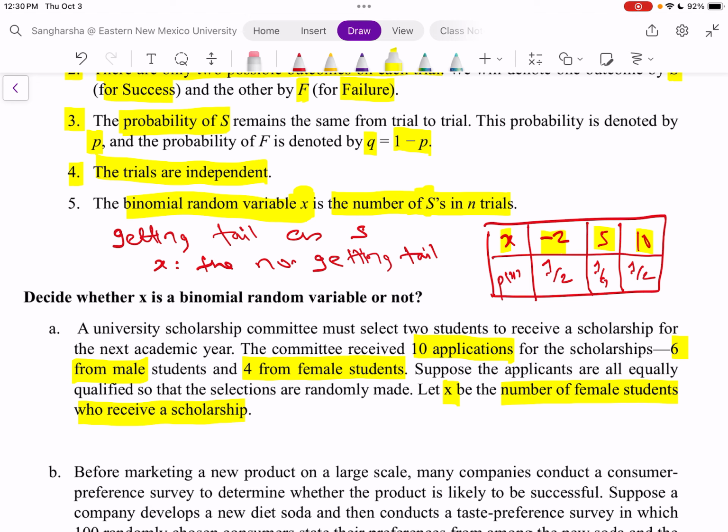So you have 10 applicants, write each of their names. Now you put those names in some bowl. How do you do your experiment? And you have to select 2 students.